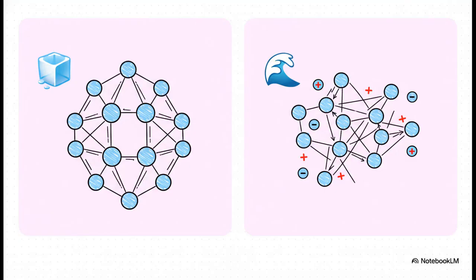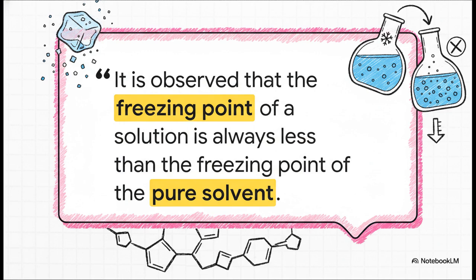So here's the key difference. The ions disrupt the whole process, making it way harder for that ice lattice to form. And this phenomenon isn't just about salt. It points to a much bigger concept in chemistry.